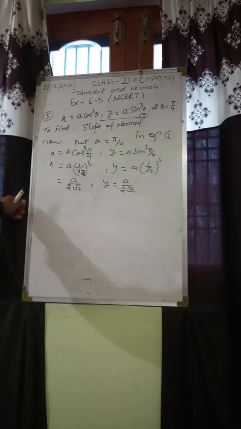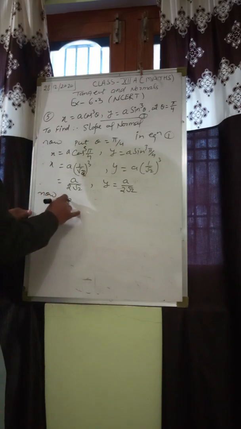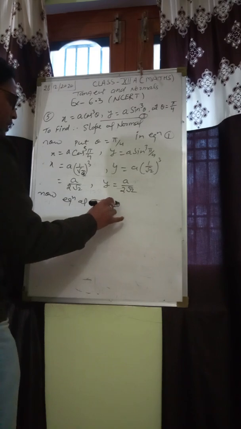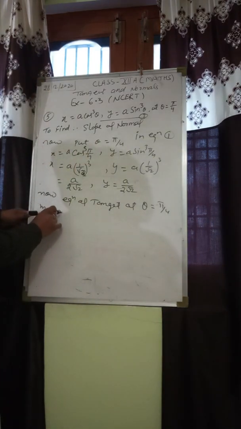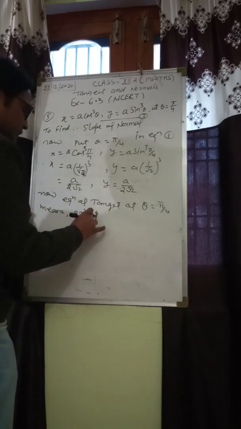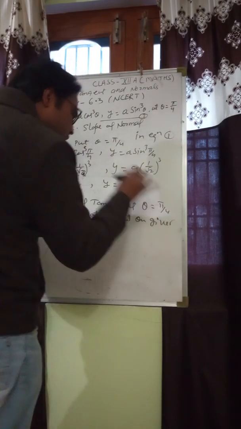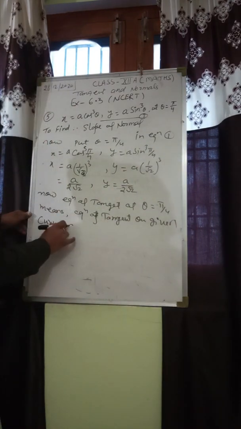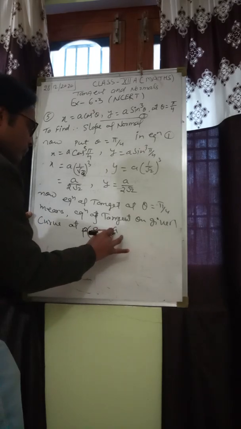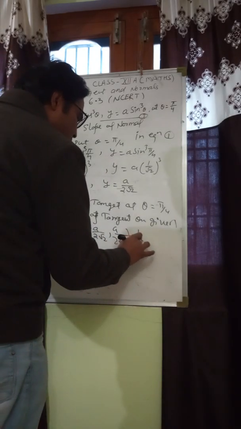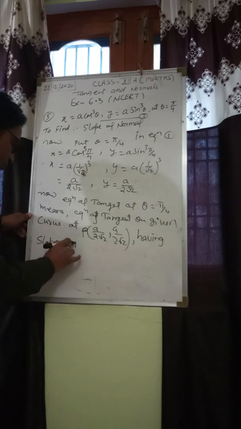So simply, now the equation of tangent at theta is equal to pi by 4 means equation of tangent on the given curve at P (a by 2 root 2, a by 2 root 2) having slope -1. That is the slope.